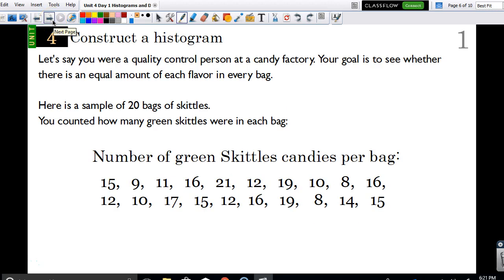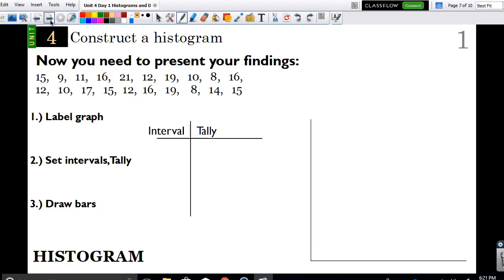Let's say you were a quality control person at a candy factory. Your goal is to see whether there is an equal amount of each flavor in each bag. Here's a sample of 20 bags of Skittles. You counted how many green Skittles were in each bag. So you open the first one up, there are 15 green, the second bag had 9, and so on. These are the number of green Skittle candies in every bag, and you had 20 of them. Now you need to present your findings to the quality control team.